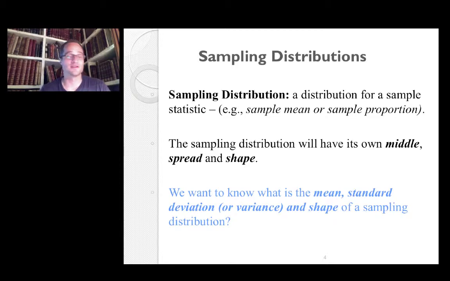So the question is, we would like to know, what is the mean? What is the standard deviation or variance? Those give us the same amount of information. And what's the shape? The shape is important because we've concentrated a lot on the normal distribution and our ability to use the standard normal table when we can approximate a distribution as normal. And it would be nice to continue that.